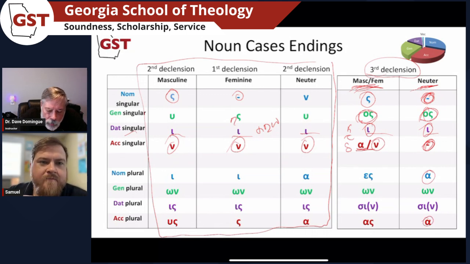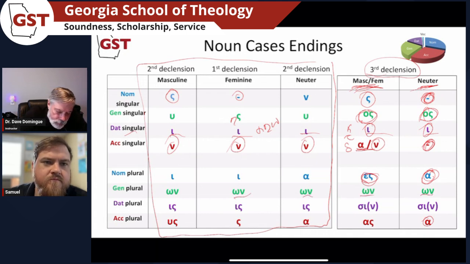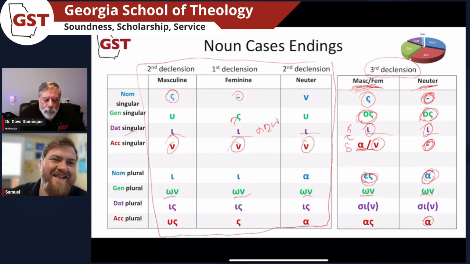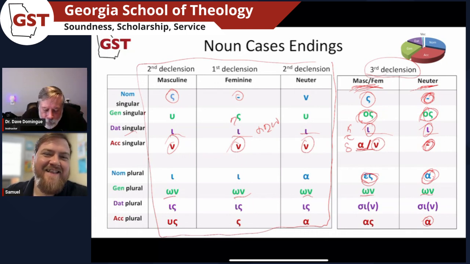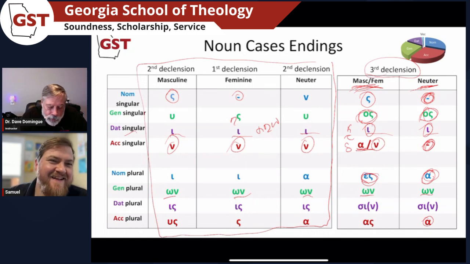And so in the plural, you have your epsilon sigma and the alpha epsilon sigma for the masculine and feminine words, and the alpha for the neuter words. The omega nu, very consistent all the time. It's genitive plural. If you can't recognize that, you might as well just learn Hebrew, which you will. Okay, so it's really quite simple, pretty easy.